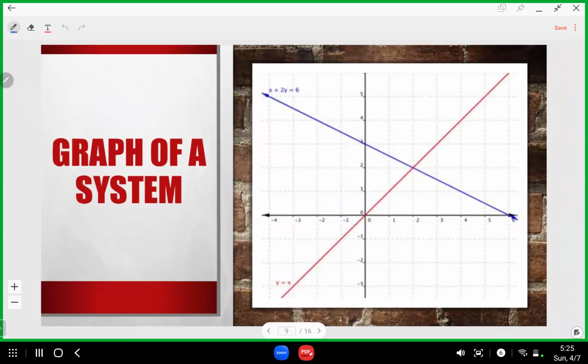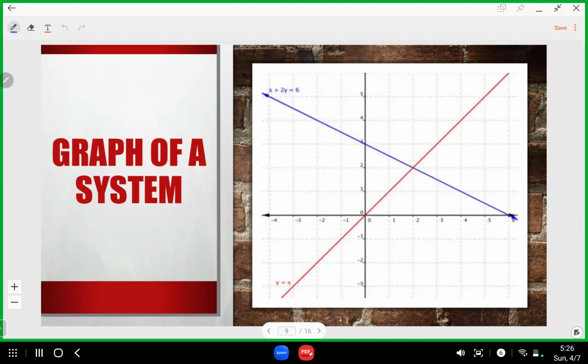So here are some methods on how to solve a system. We're going to be learning about 3 main methods in Algebra 1, or basic algebra: graphing, substitution, and elimination.